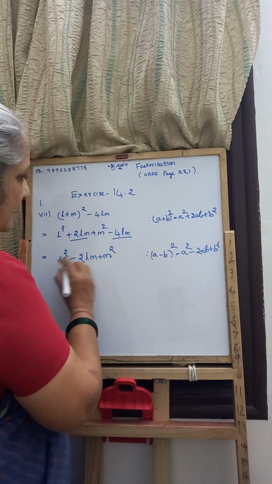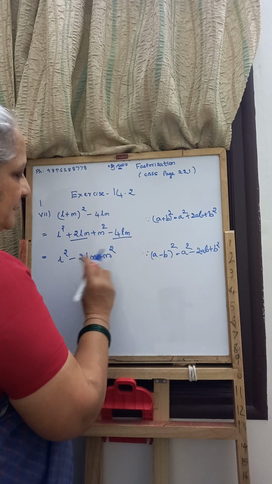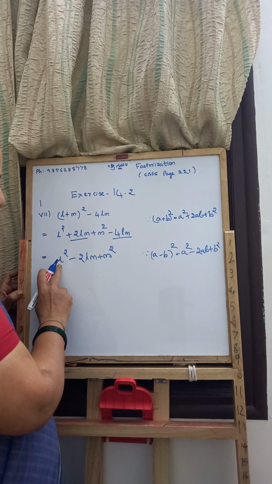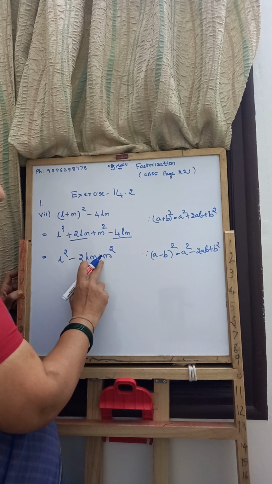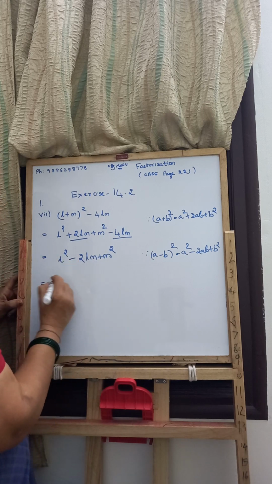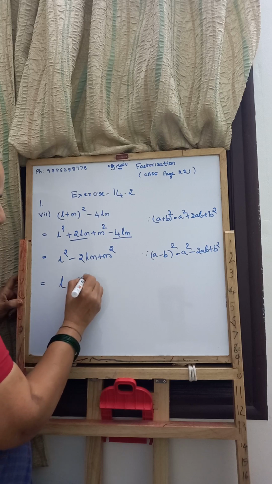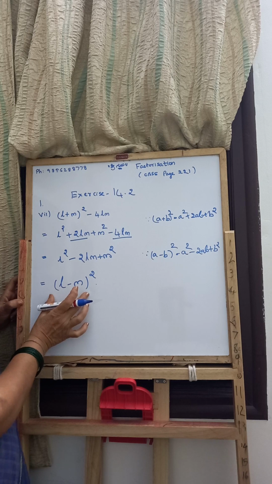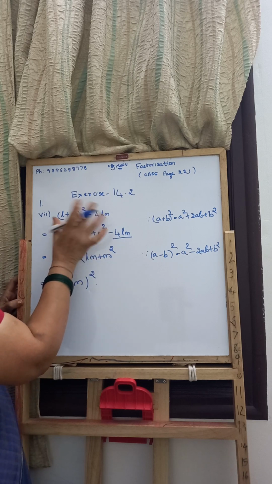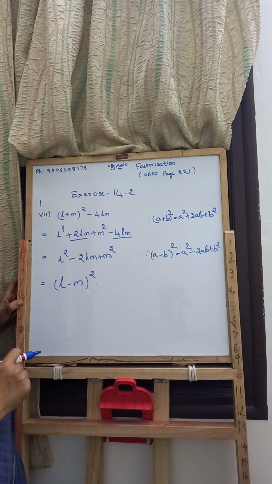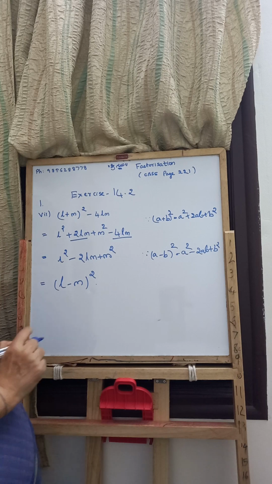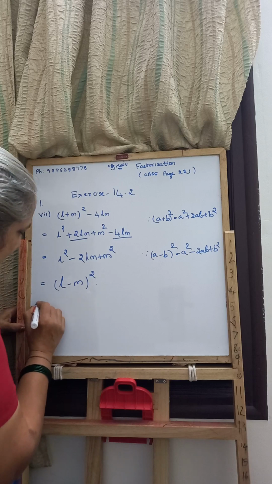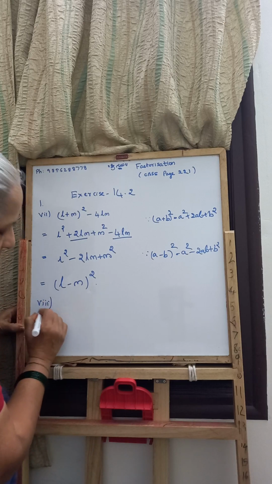Here A is L, B is M, and it's of the form first term square minus 2 into first term into second term plus the second term square. So we can directly write this as (L minus M) bracket square. Therefore, these are the required factors of the expression (L plus M) bracket square minus 4LM. This is how we factorize the expression of this form. Now, continuing, we will solve the 8th one.